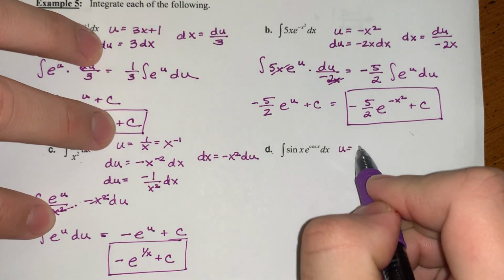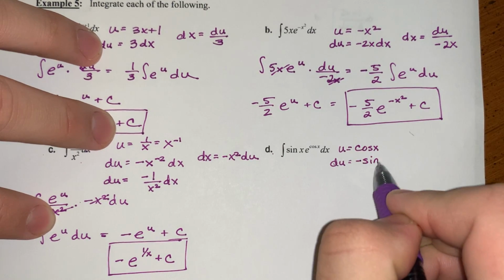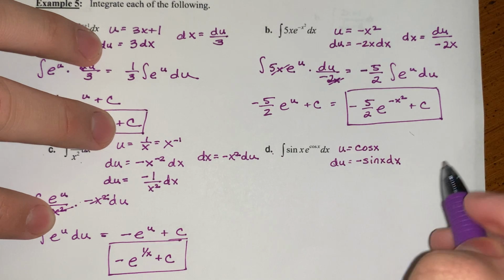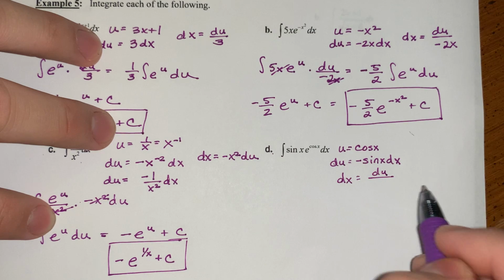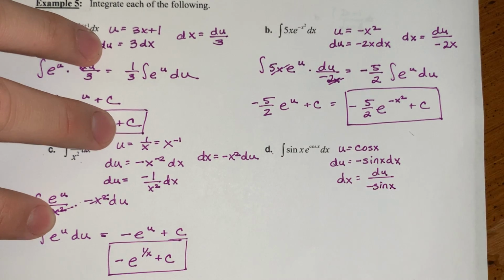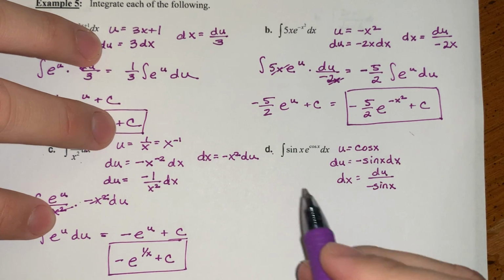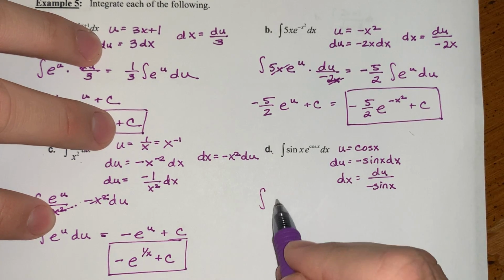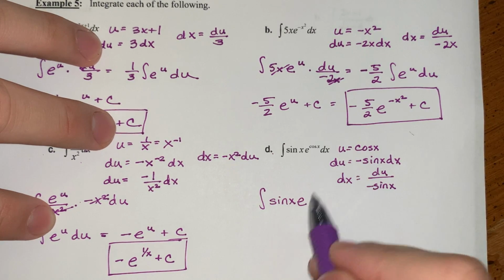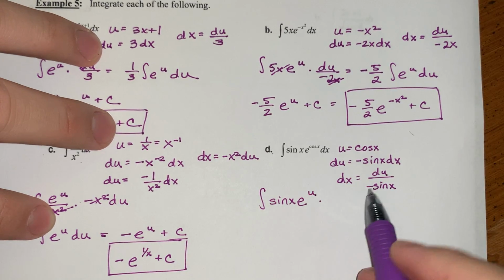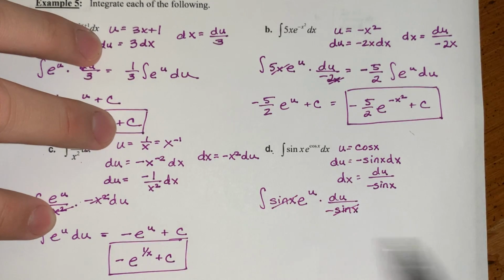We have u is equal to cosine of x, du is equal to negative sine of x dx. I get dx by itself, so dx is equal to du divided by negative sine of x. Now that I got dx by itself, I'm going to do all my substitutions back into this, and hopefully all the x's cancel. So I have the integral of sine of x e to the u times dx, which is now du over negative sine of x. Sine of x cancels.